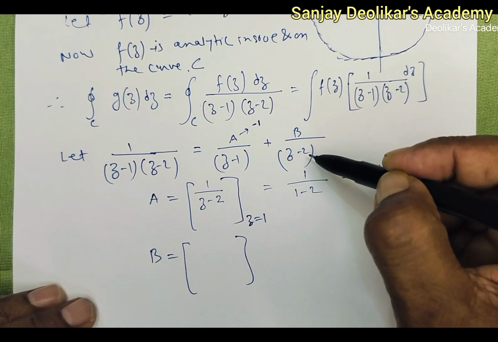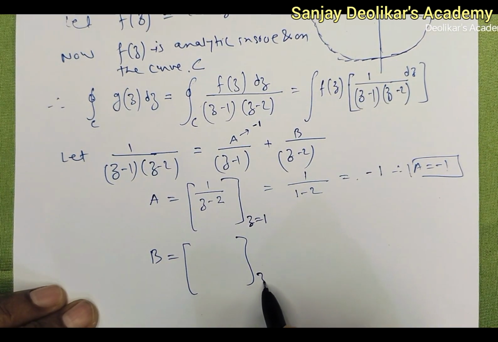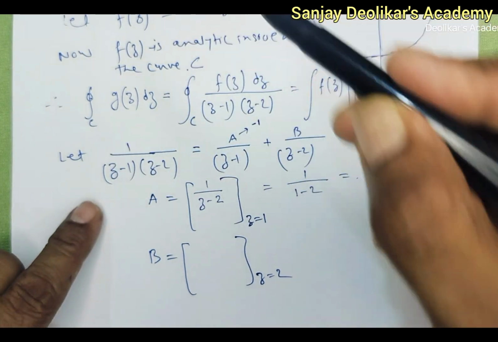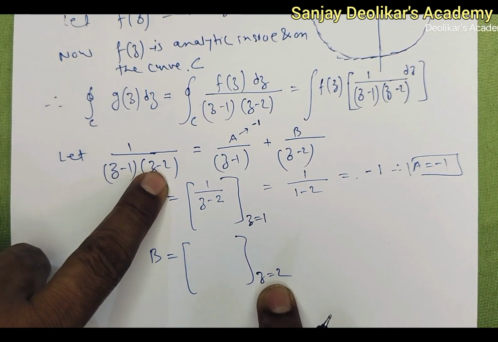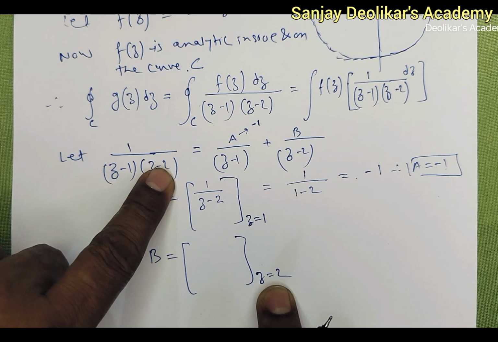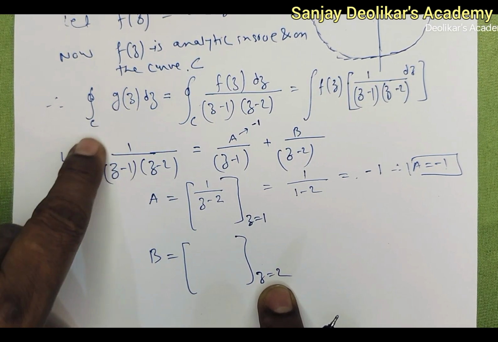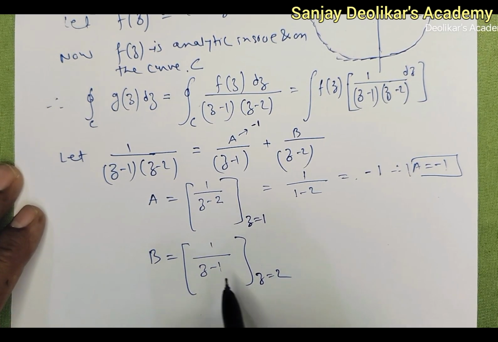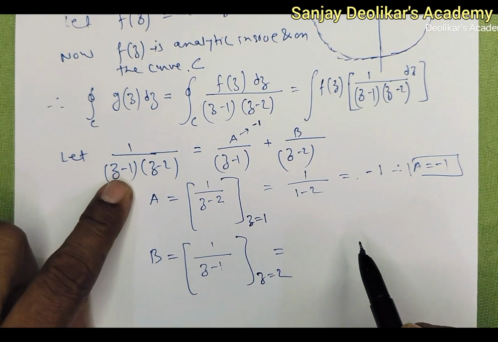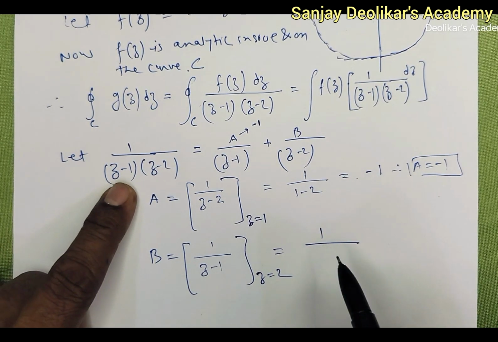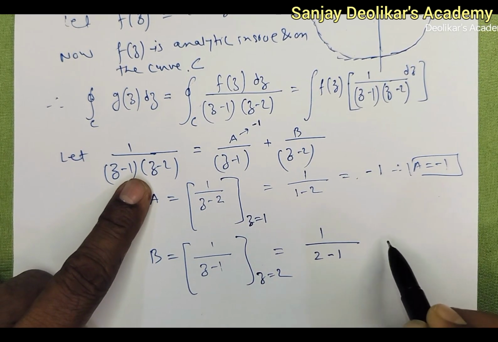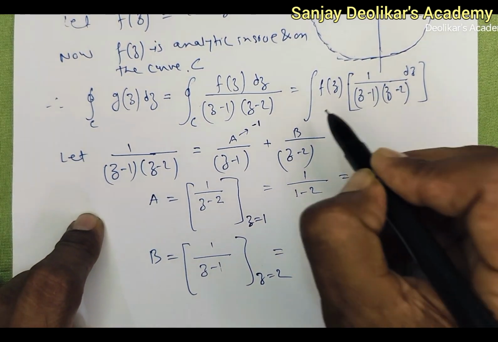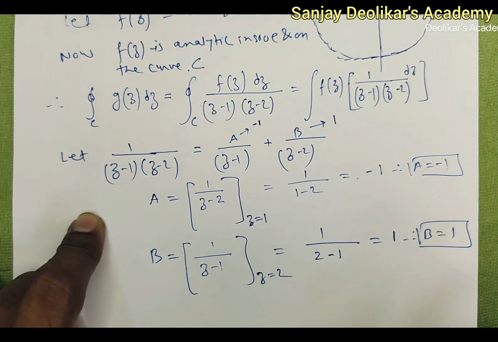Below b there is z minus 2. Equate it with 0, which means z is equal to 2. Put this 2 in this rational function, but excluding this z minus 2, because if you put 2 there it will be meaningless, the denominator will be 0. So in this part you will put 1 upon z minus 1 in this term only. Now it will be 1 upon 2 minus 1, and it will be 1. Therefore b is equal to 1.